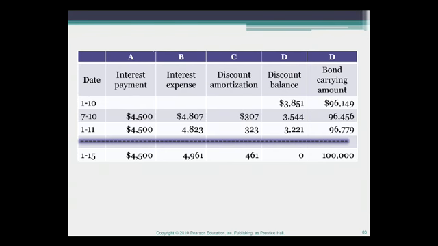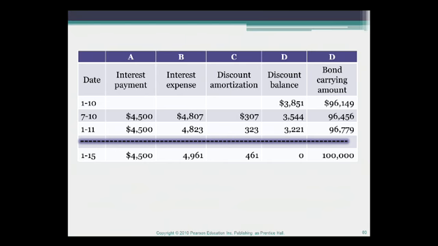Okay, here you can see what is referred to as an amortization table. Basically, this table just goes through each interest period and lists out what the cash paid is, what the interest expense is, what the discount amortization is, and therefore what the discount balance is. You will probably see this within My Accounting Lab. You will see in the homework where it will have you create an entire amortization table.